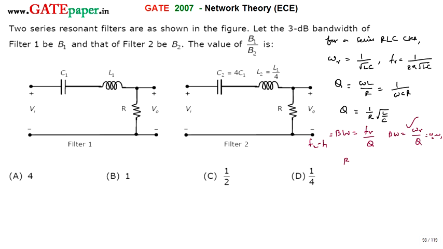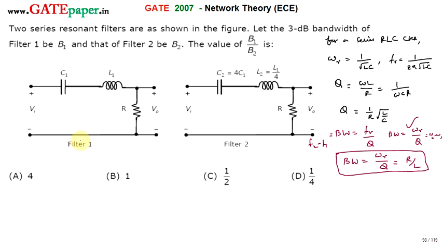So bandwidth is equal to resonant frequency by Q. Resonant frequency we already know is 1 by root LC, and the Q value is 1 by R root L by C. If you use those two, you get bandwidth equal to R by L. It simplifies to R by L. The bandwidth of a series RLC circuit is R by L.